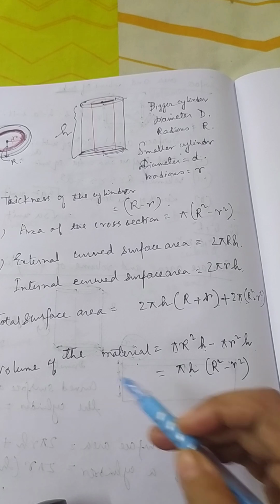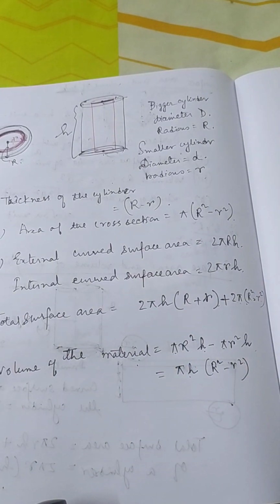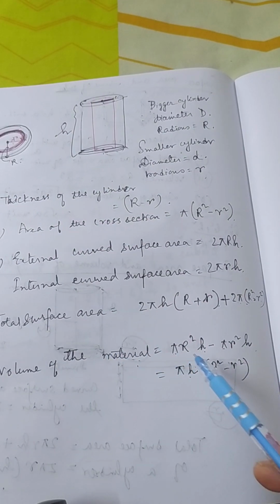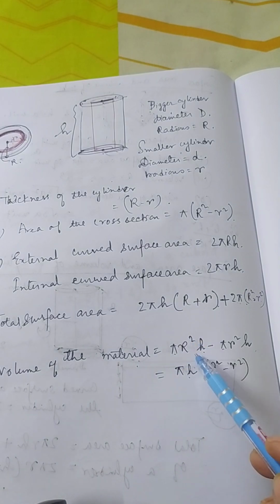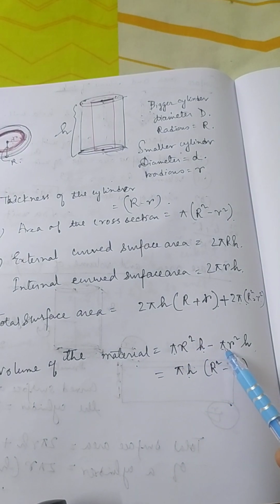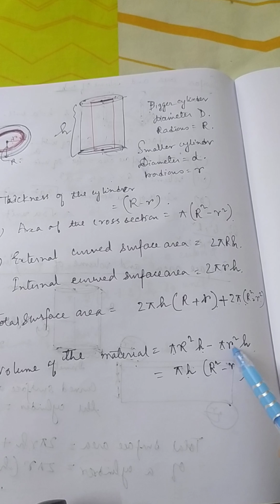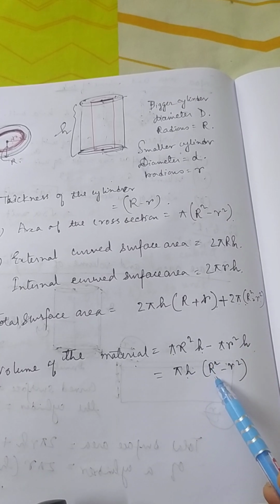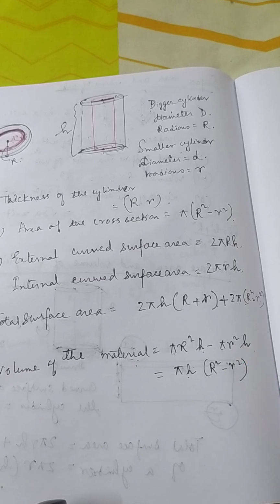So now next is the volume of the material. That means in many questions it comes how much tin or how much metal we have to use to make such a cylinder. In that case we have to find out the volume of the material, right? So it will be pi capital R square h minus pi small r square h, which is pi h within bracket capital R square minus small r square.